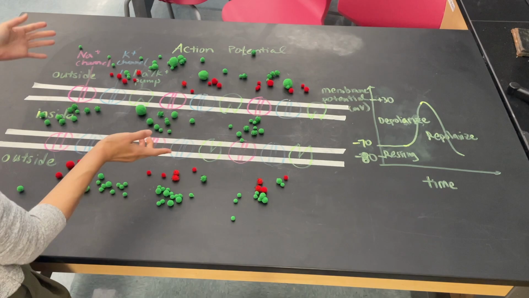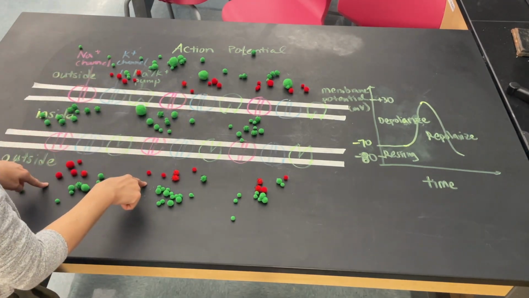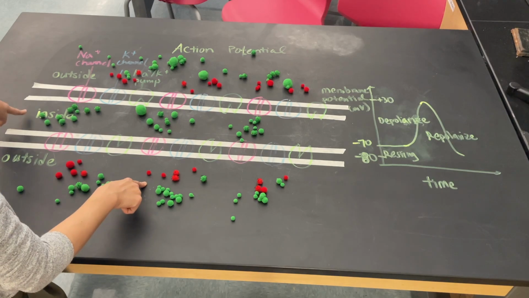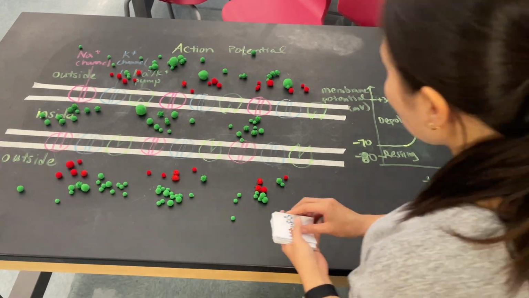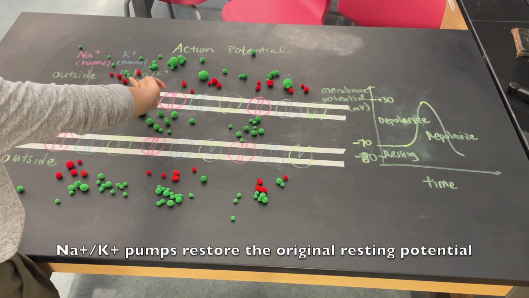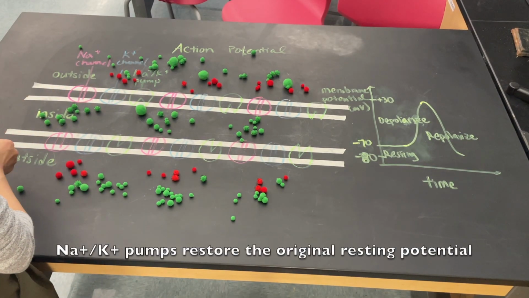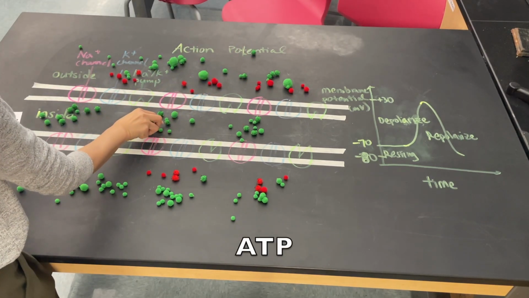After an action potential, you can see that the original charge and ion distribution is reversed. Potassiums are on the outside and sodiums are on the inside. So we need a way to restore the original resting potential. That's when these sodium-potassium pumps come into play. They're going to restore the original ion distribution. These pumps require ATP hydrolysis.